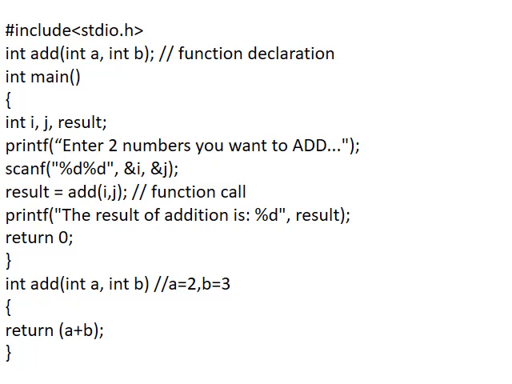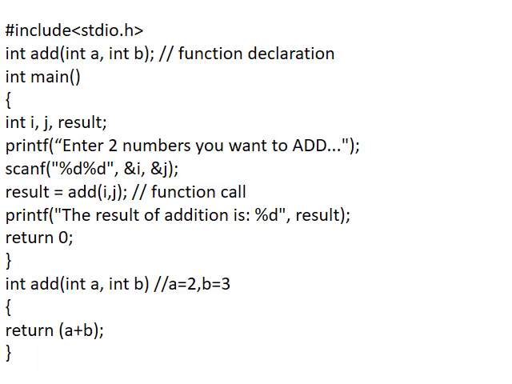Next, the result of addition is %d, result. The output in this case will be 5, since I have taken the example as 2 comma 3. Next, return 0 I have given here because I have mentioned it as int main. It is not actually returning anything, so I am giving return 0. If you write void main, then this return 0 statement is not required.